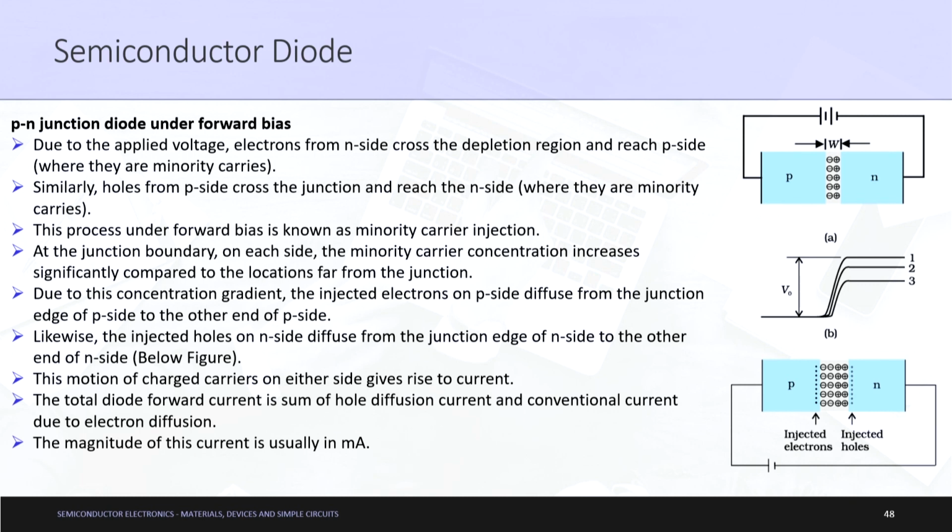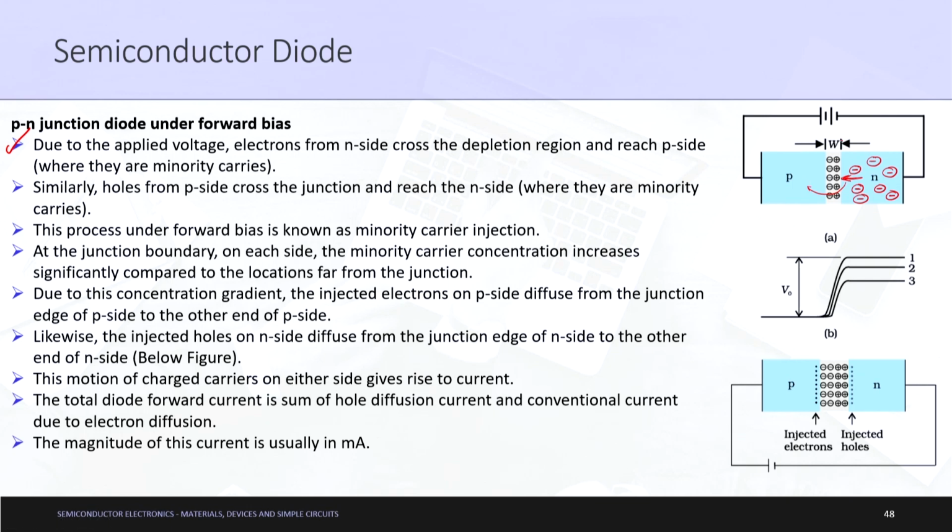Let us discuss more about this forward biasing, and then we can move on to reverse biasing. Due to the applied voltage, electrons from the N side cross the depletion region and reach the P side. What happens when the voltage is applied is that the electrons present here cross this depletion region, and it is quite evident where they go: they reach the P side.